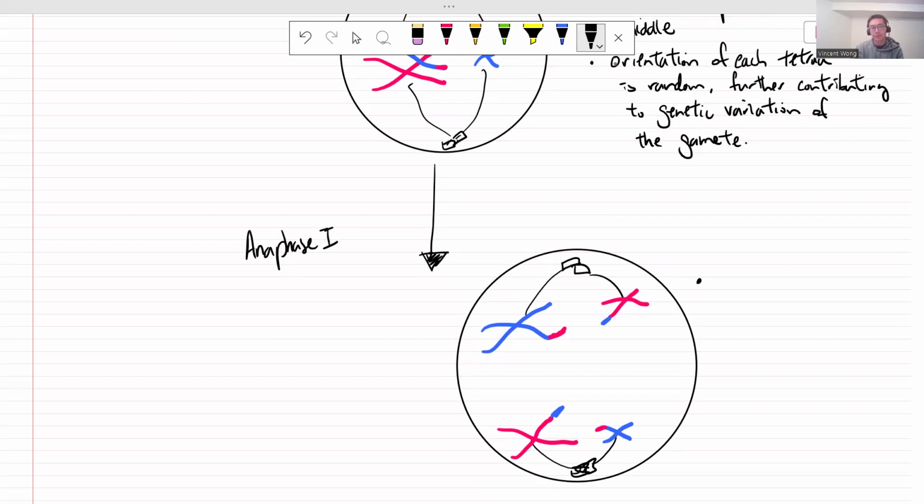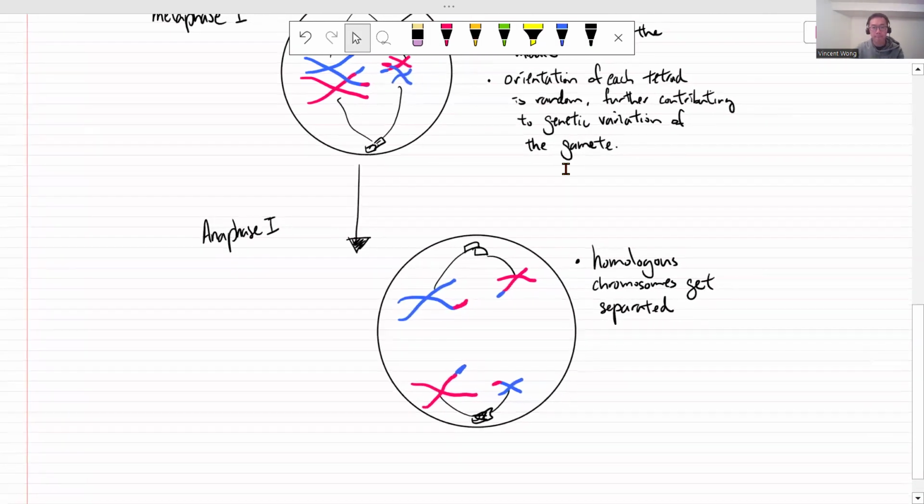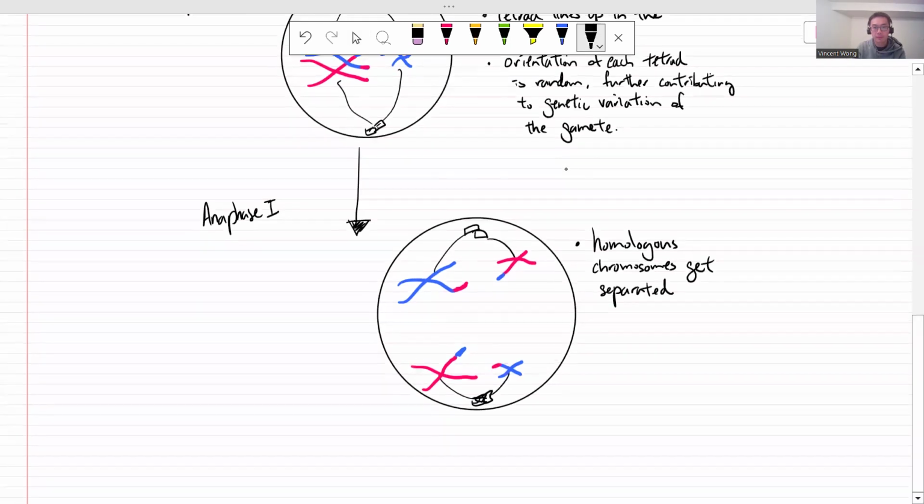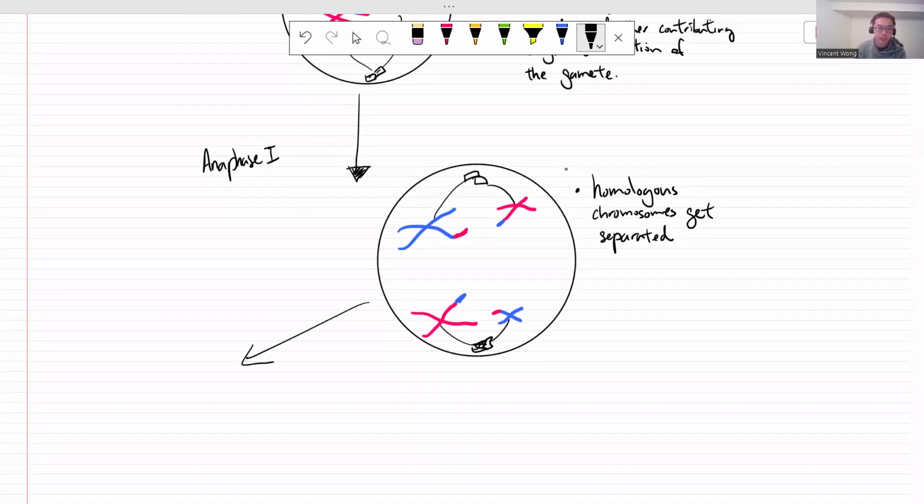So the homologous chromosomes get separated. And finally, we have telophase 1. So we have 2 cells.